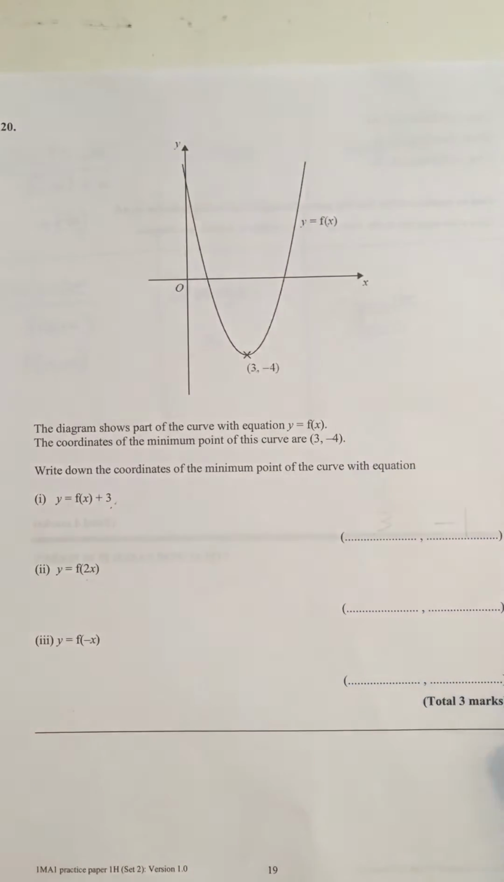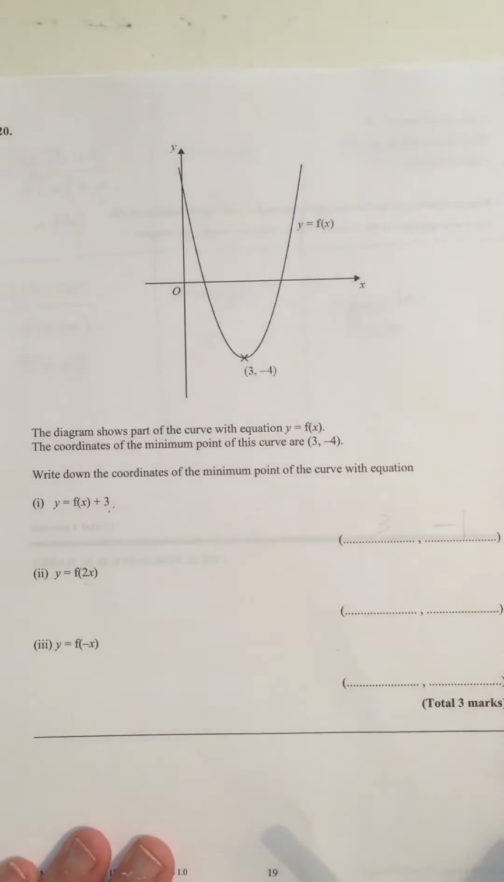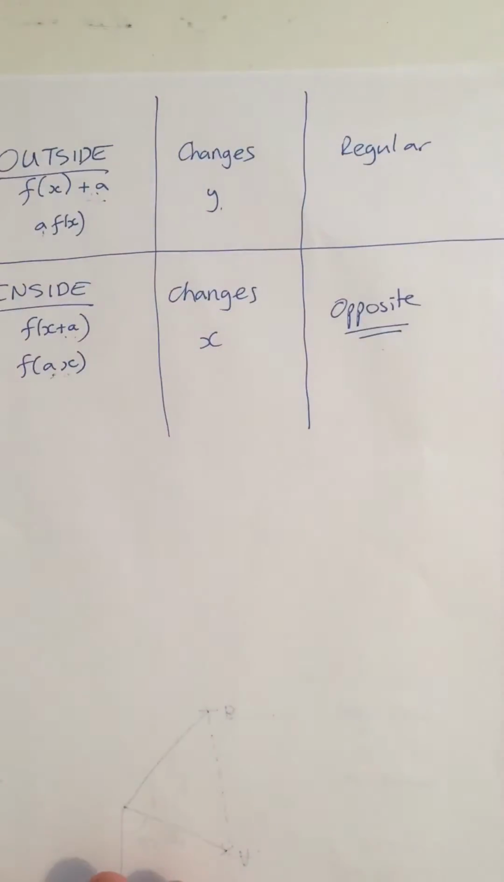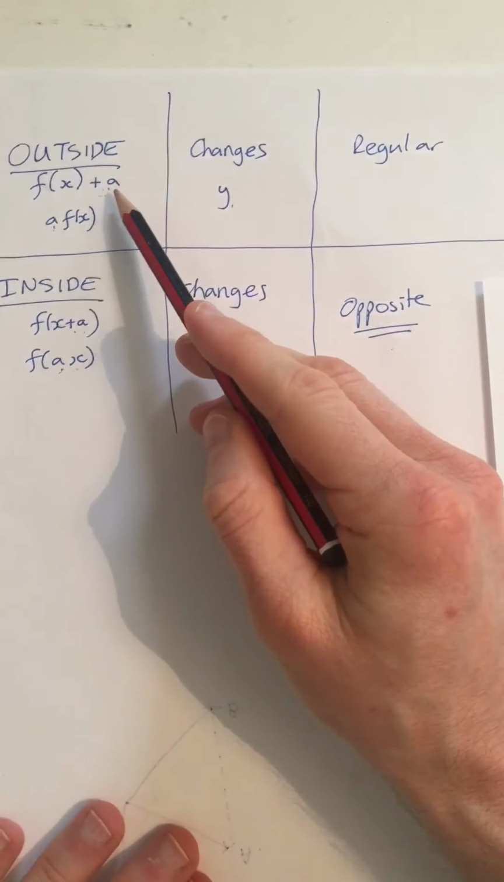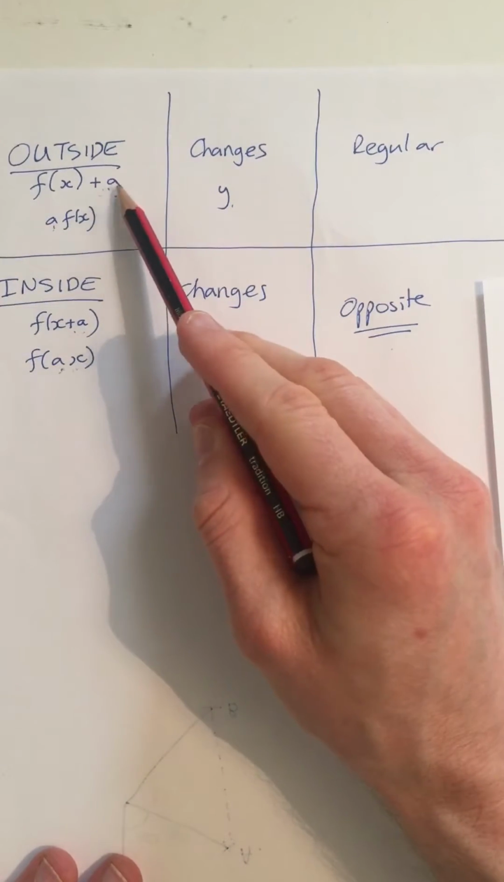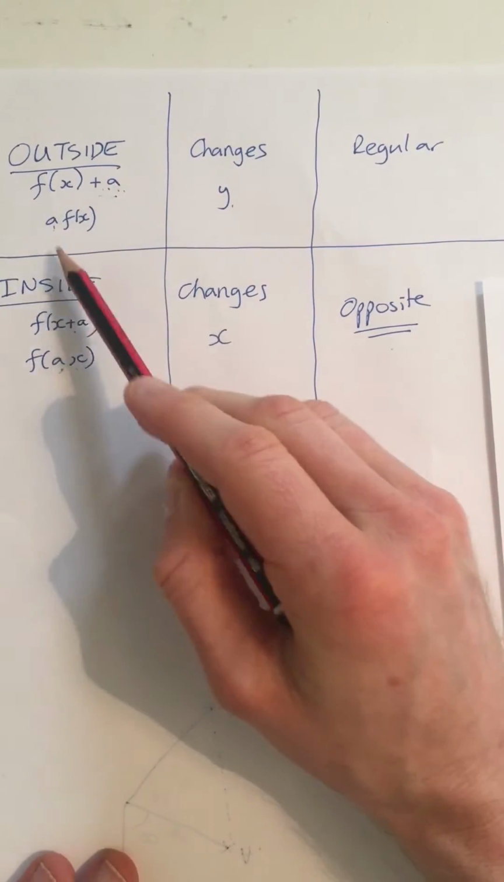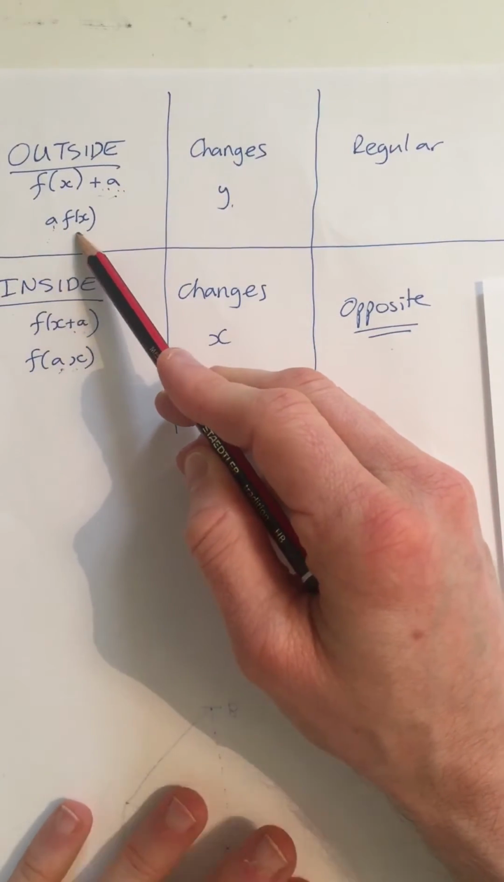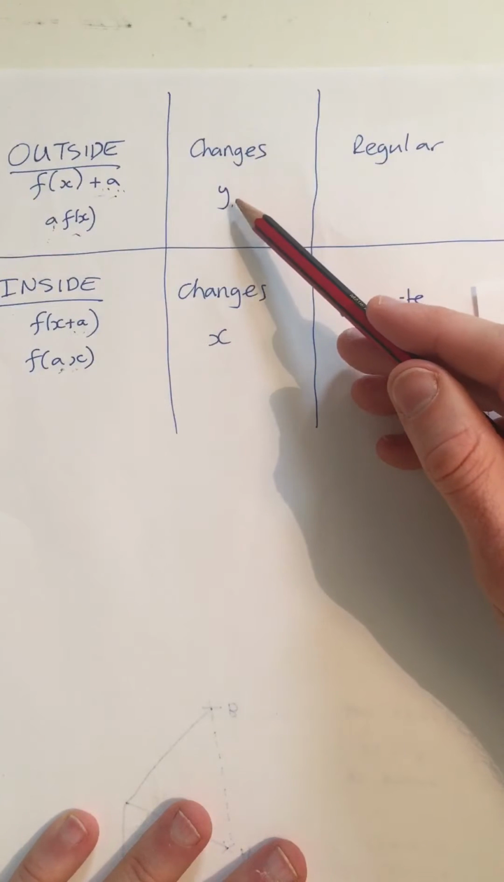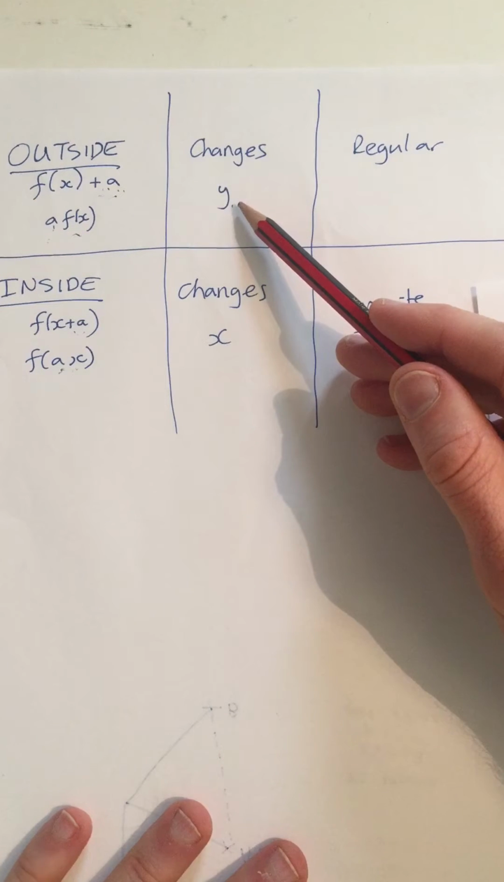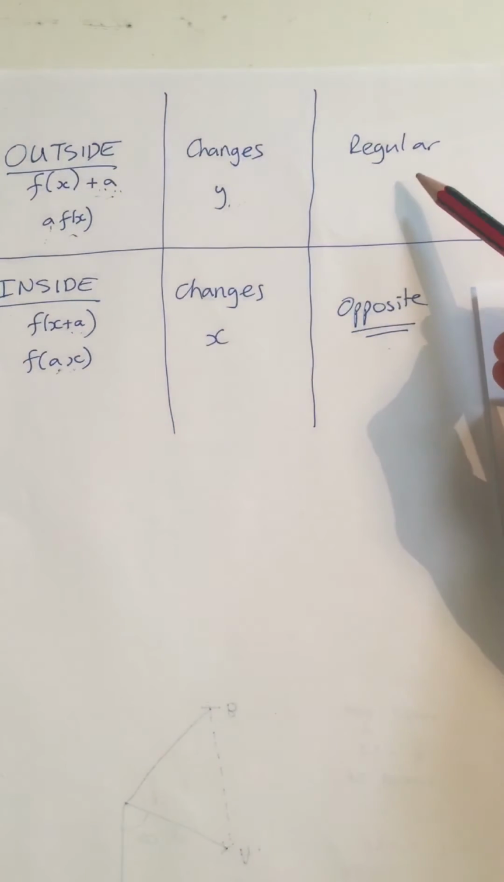Right, we have a transformations of graphs question. So let's remind ourselves the shortcut of what these things mean. Remember that if you have the number on the outside of the brackets, so if you've got f of x plus a, like this, or an a times f of x, then that affects the y coordinates only. The x does not change. And you just do what it tells you to do.